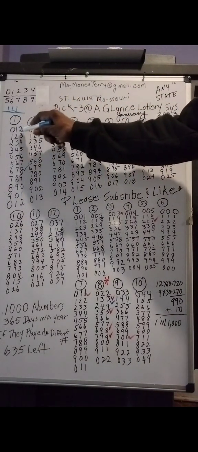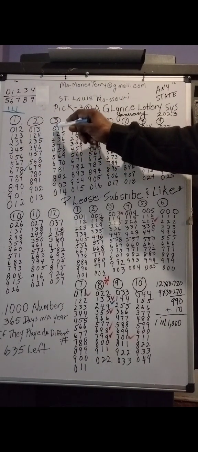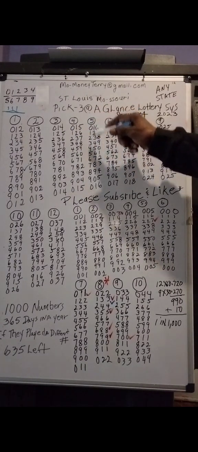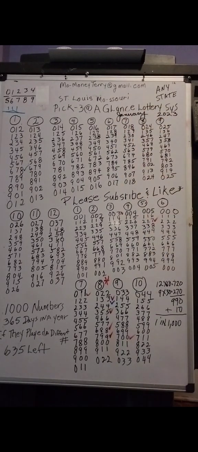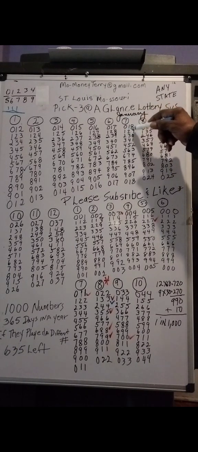Column 1, 0, 1, 2. Column 2, 0, 1, 3. Column 3, 0, 1, 4. Column 4, 0, 1, 5. Column 5, 0, 1, 6. Column 6, 0, 1, 7. Column 7, 0, 1, 8.